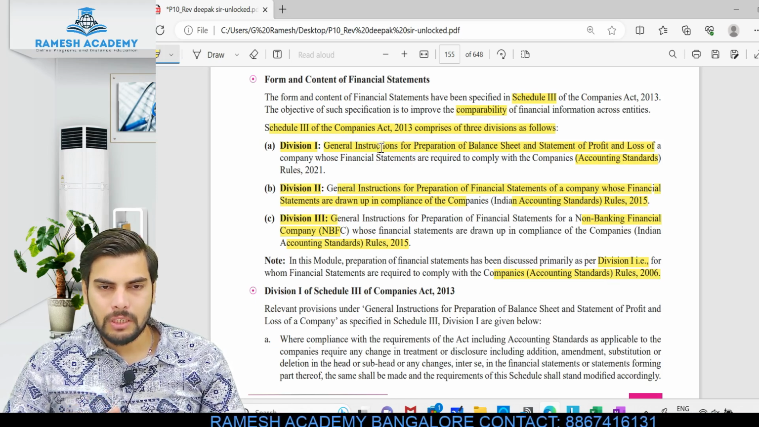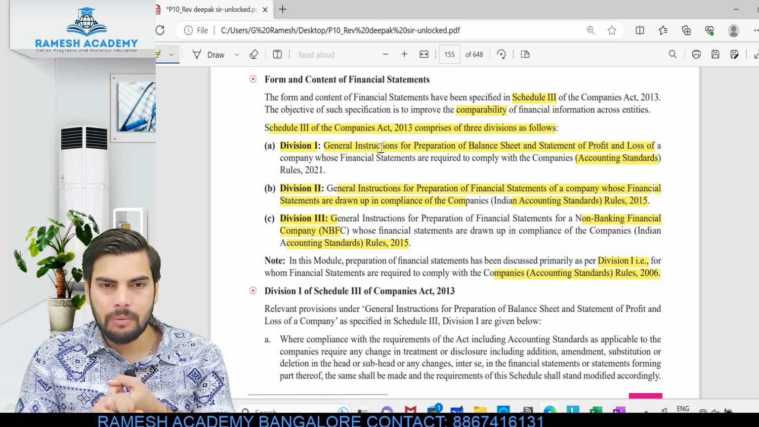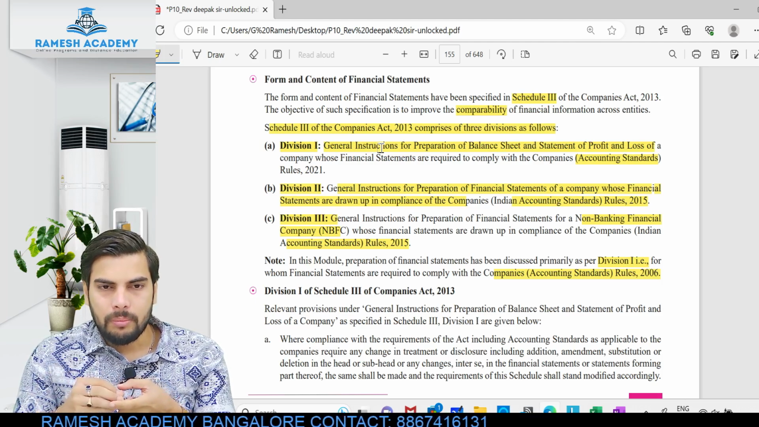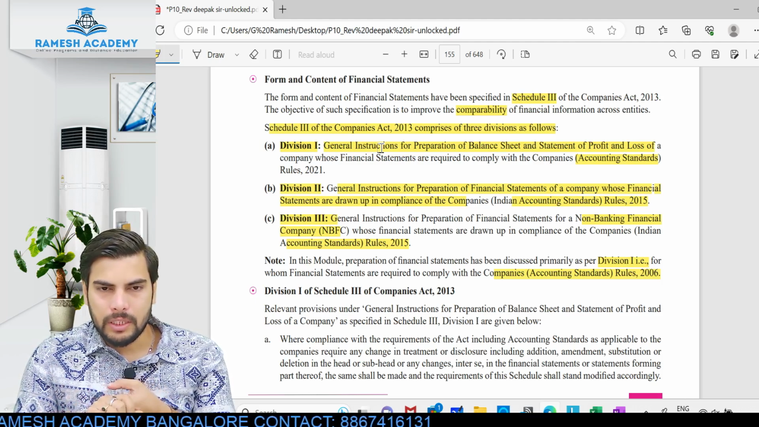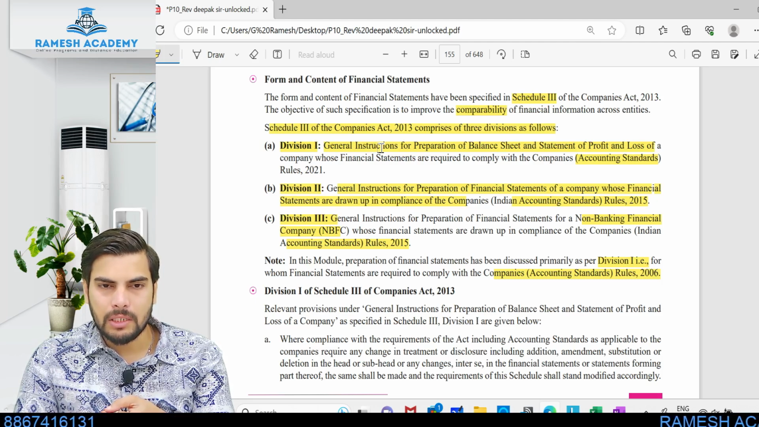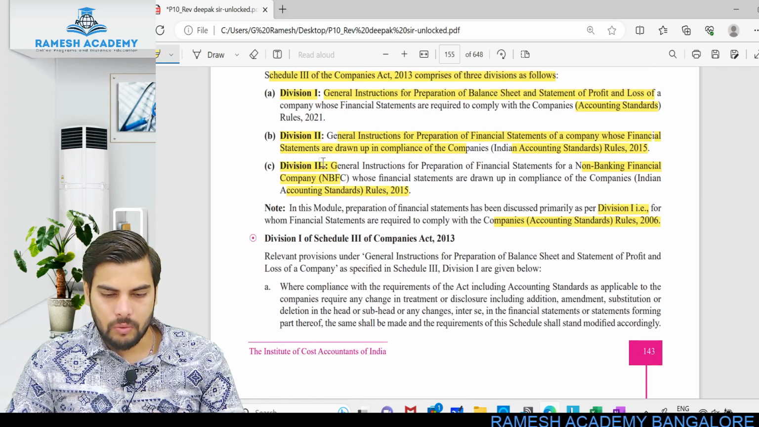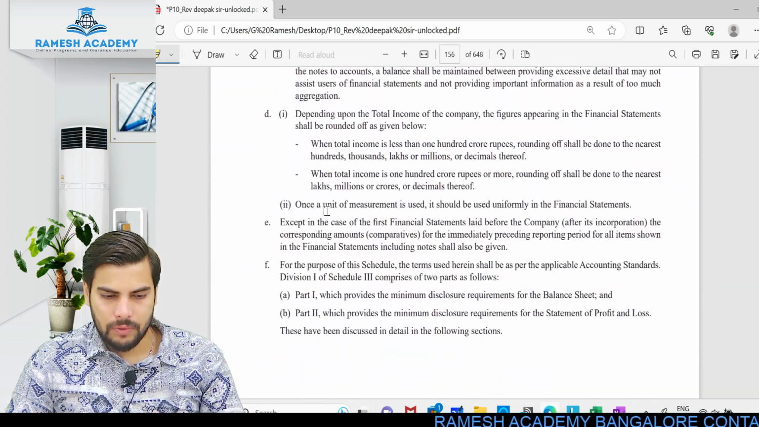So we have got 3 divisions, right? What are these 3 divisions? First is the general instructions for preparation of balance sheet and P&L account for those companies which comply with accounting standard rules. Second is preparation of financial statements of companies which comply with Indian Accounting Standard Rules. Third is preparation of financial statements by non-banking financial companies, that is NBFCs, in compliance with what? Indian Accounting Standard Rules. In this module they have just covered this first division. That is what has been told over here. So let's talk about this first division, Division 1.